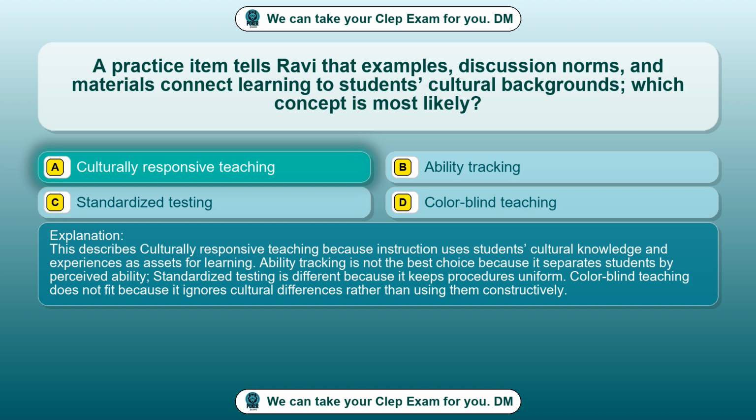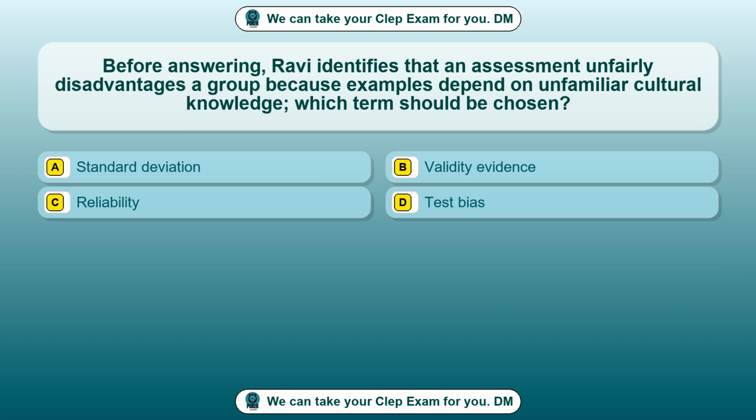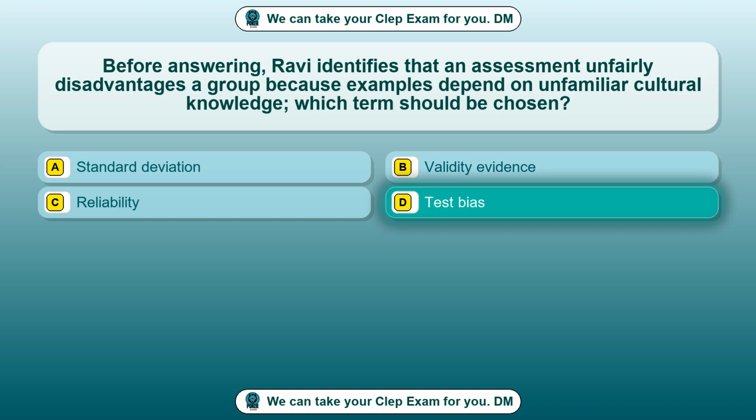Question 70. Before answering, Ravi identifies that an assessment unfairly disadvantages a group because examples depend on unfamiliar cultural knowledge. Which term should be chosen? Option A, standard deviation. Option B, validity evidence. Option C, reliability. Option D, test bias. The correct answer is option D, test bias.